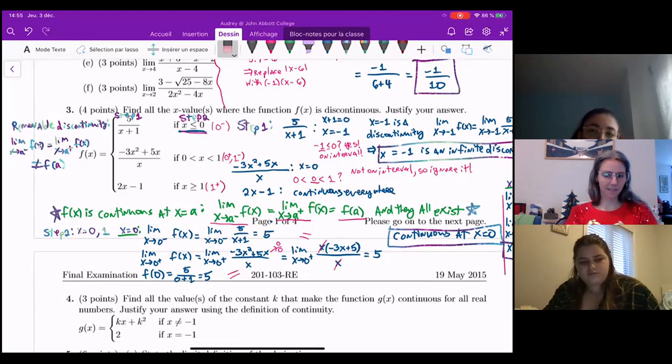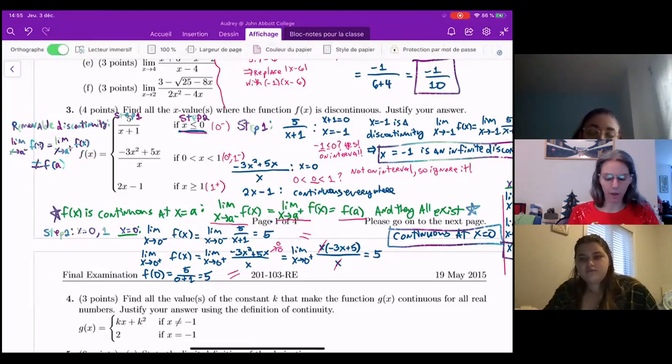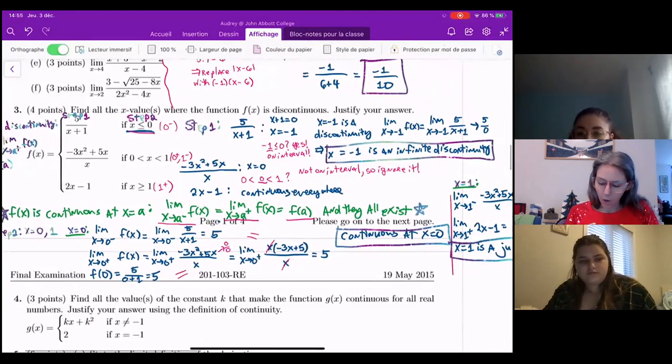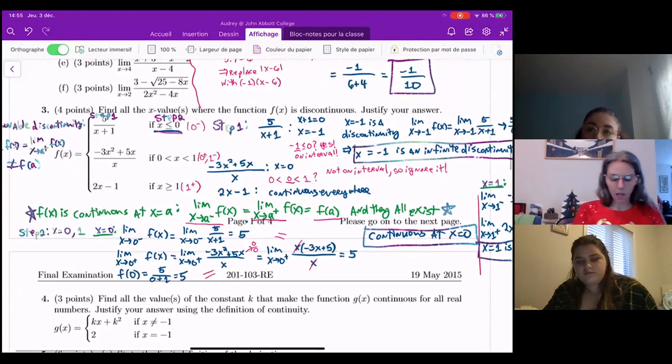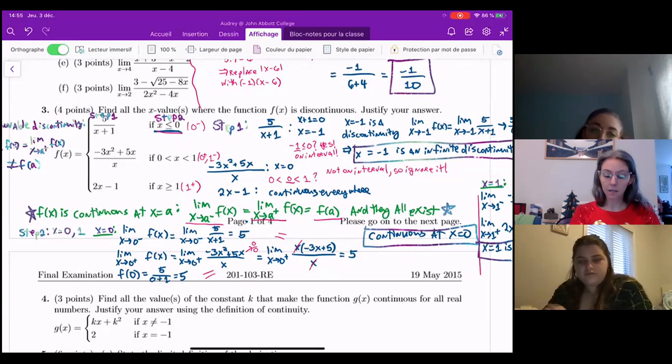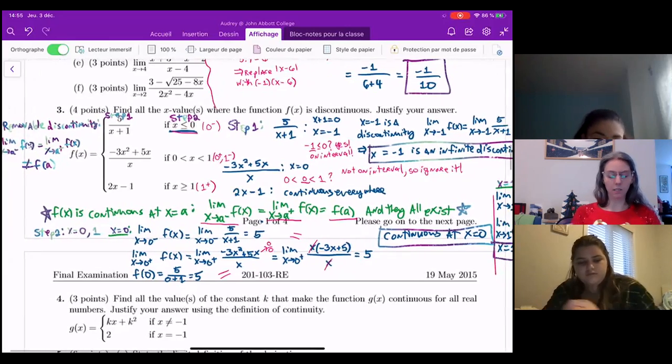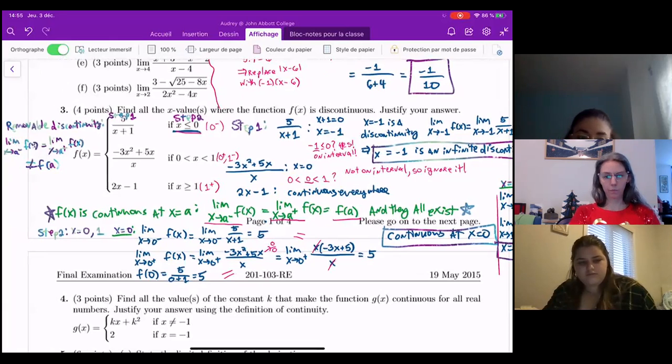I'll give you guys a hint that might help those of you that are saying you don't know or you don't remember. When I did the limit, where was it? The function negative 3x squared plus 5x over x, if I just had that, that has a removable discontinuity at x equals 0. So look at what happened when we plugged in 0. What happened when I plugged in 0 to that middle function? I did that limit.